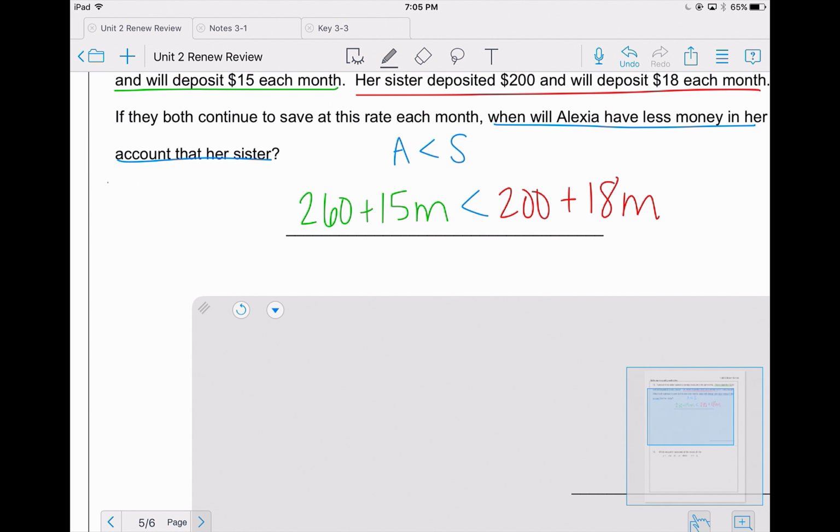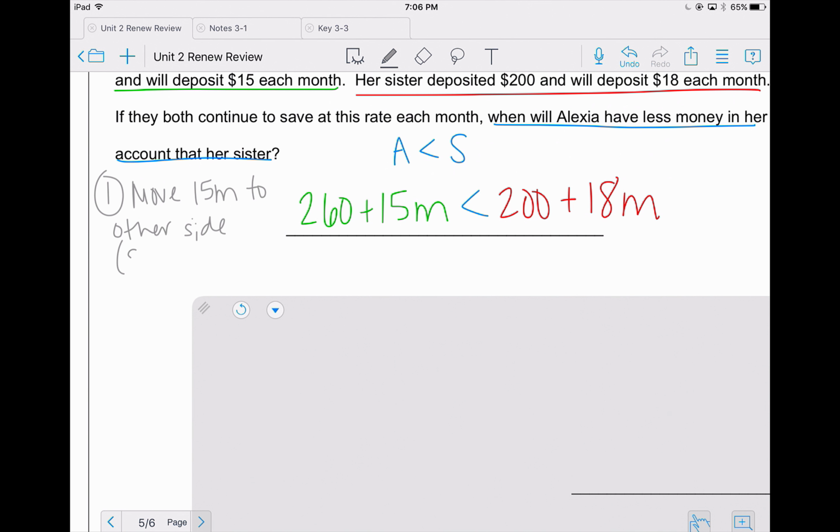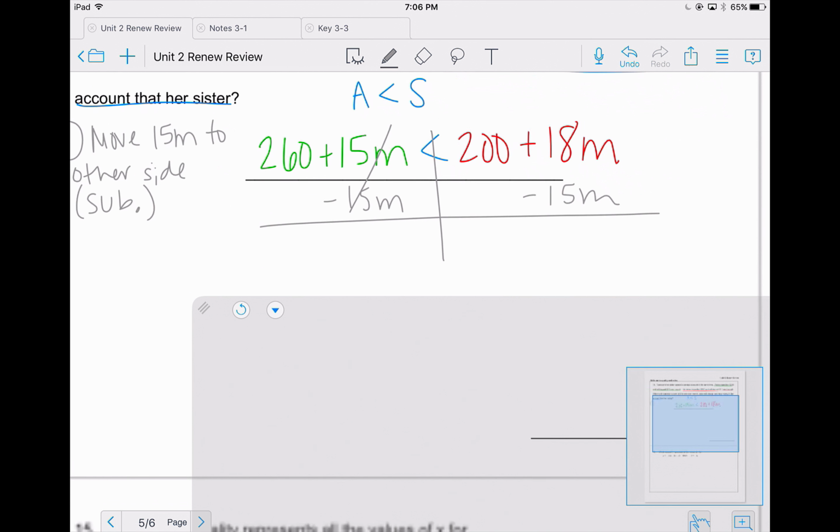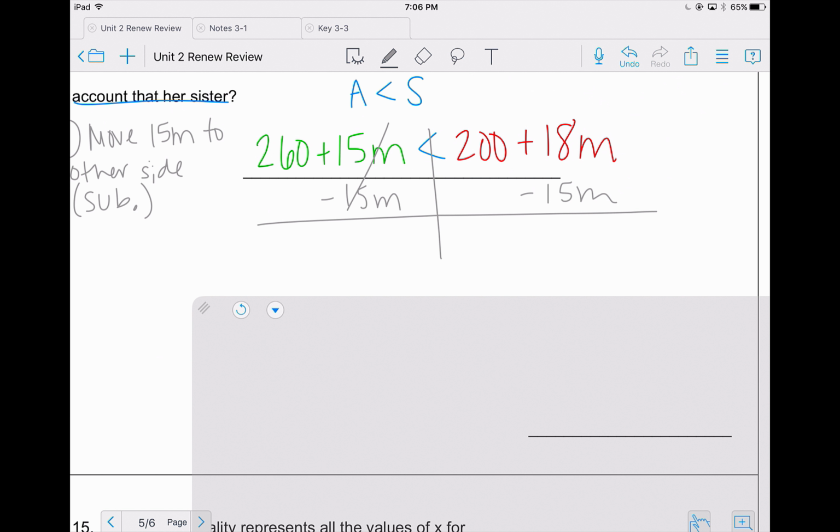So step 1, I can see that I don't have any repeated terms on the same side of the inequality. So step 1 is going to be to move the smaller m, so the 15m, to the other side. And I'm going to do it through subtraction because I always do the opposite. So we subtract 15m from both sides. We pick on the smaller guy because we really don't want to end up with negatives. When we do that, 260 is what's left on the left side. 200 plus 18 minus 15 is 3 m's.